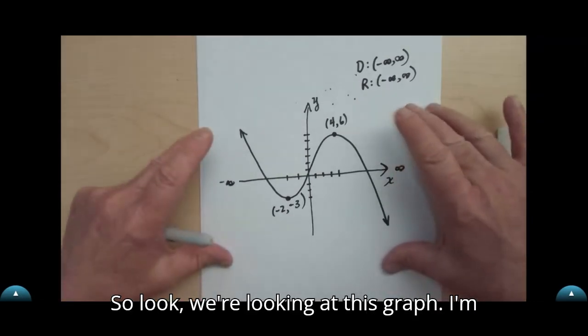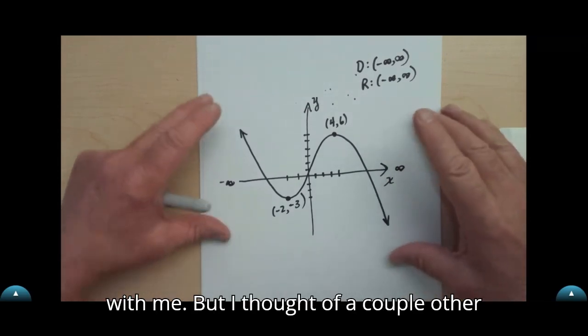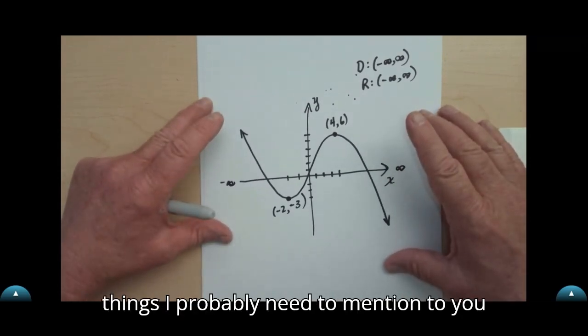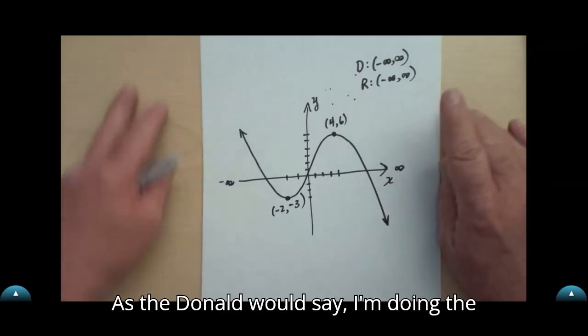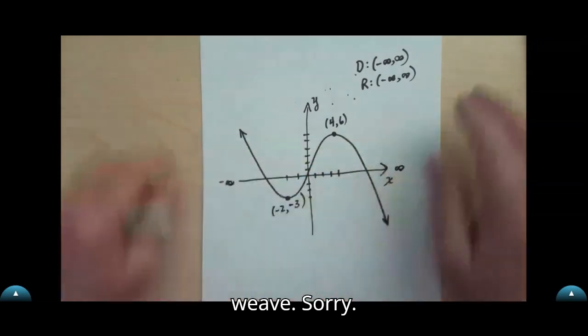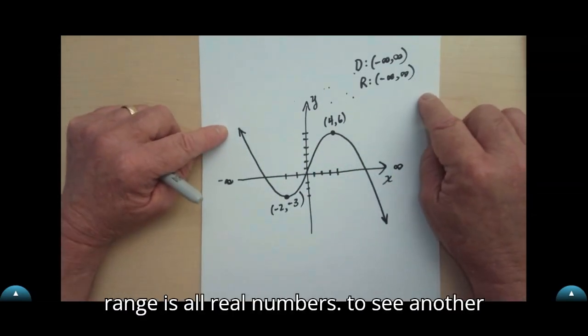So look, we're looking at this graph. And I'm going to get to your question. Just hang with me. But I thought of a couple other things I probably need to mention to y'all. So I'll get there. But everybody sees that the domain and range is all real numbers.